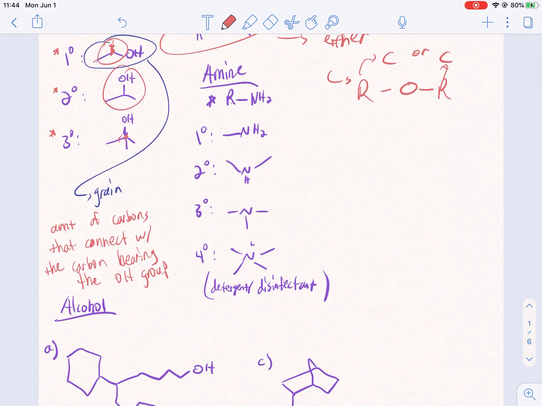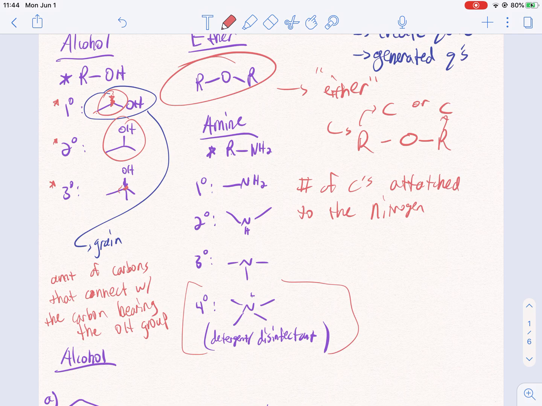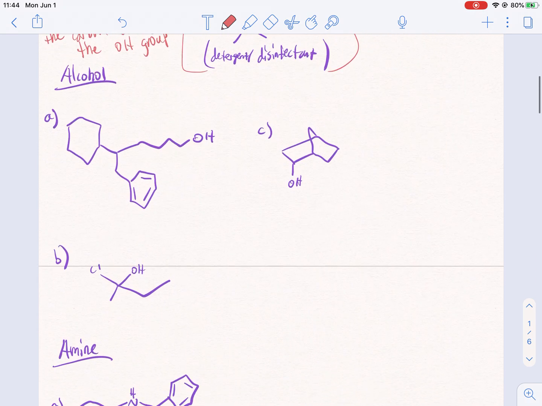Amine. Amines are even easier to name than alcohols because amines are named by the number of carbons attached to the nitrogen. Count them, 1, 2, 3. Tertiary, count them, 1, 2, 3. Quaternary, this is actually detergent. Look, we out here making organic chemistry fun.